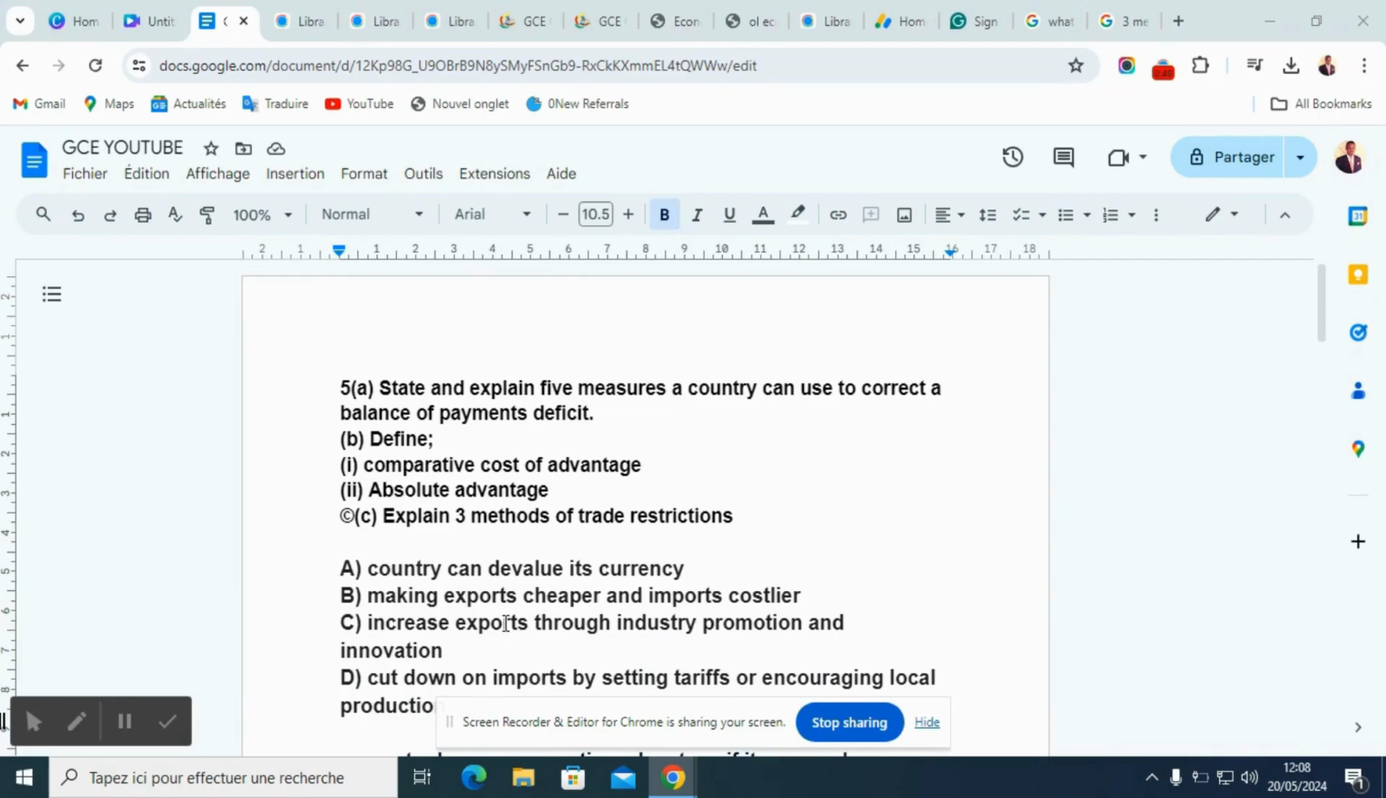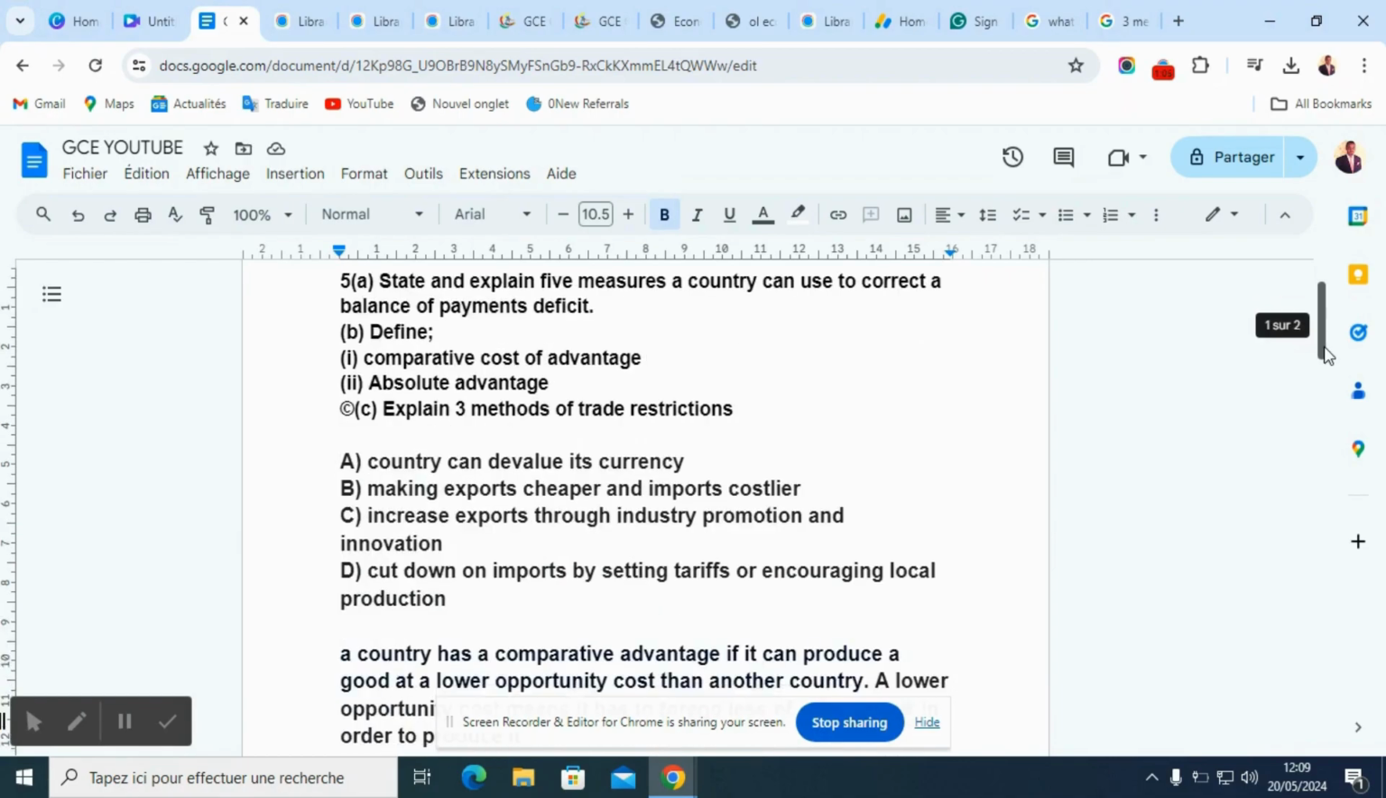Number two, making exports cheaper and imports costlier. Increase exports through industry, production, and innovation. Cut down on imports by setting tariffs and encouraging local production. So a country can also encourage local production, and that is how a country can actually correct the balance of payment deficit.